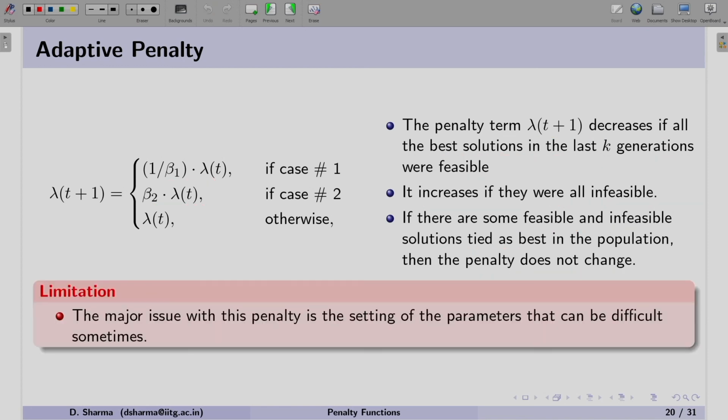So what could be the limitation here? The major issue with this penalty is that the setting of the parameters can sometimes be difficult. We have to take beta 1 and beta 2. Since beta 1 and beta 2 should be greater than 1, the question is how much? Can we take 2, 2.5, 10? Setting those values for the problem is a difficult task, and that's why this is the limitation.